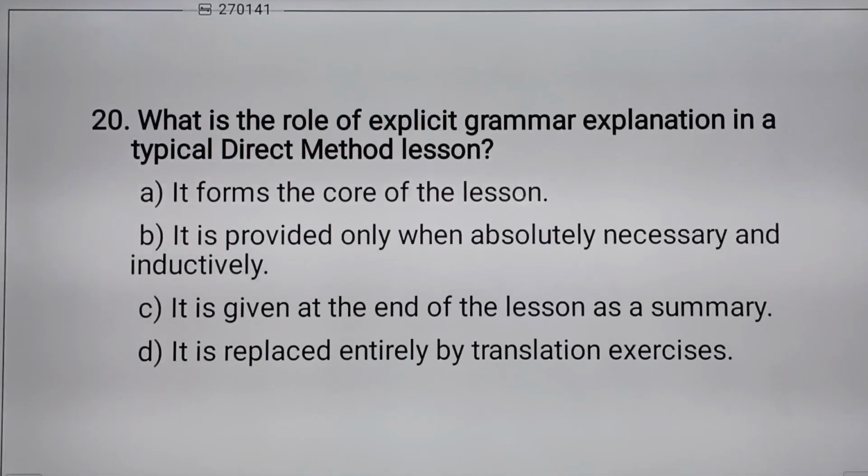Next, what is the role of explicit grammar explanation in a typical direct method lesson? A. It forms the core of the lesson. B. It is provided only when absolutely necessary and inductively. C. It is given at the end of the lesson as a summary. D. It is replaced entirely by translation exercises. The right answer is B. It is provided only when absolutely necessary and inductively.